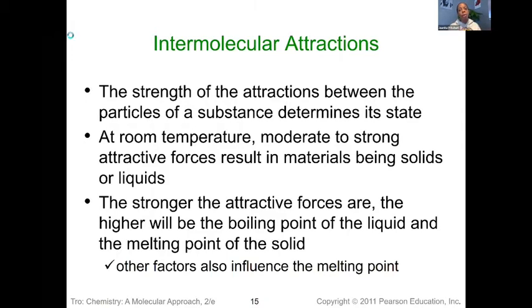We're going to learn about four main ones and then understand how they impact a variety of different properties along the way. The big thing we want to remember is that the strength of these intermolecular forces really determines the physical state of any matter. At room temperature, moderate to strong attractive forces will result in the material being solid or liquid. Make sure you earmark that.